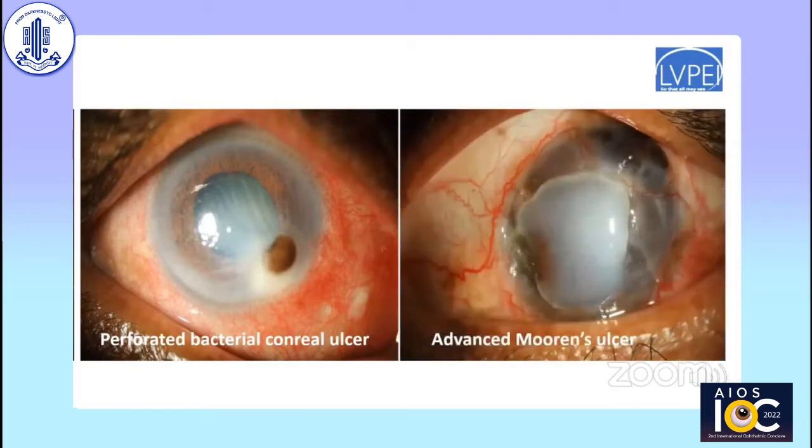On the other hand, we have a patient with a very advanced Mooren's ulcer, and you can see that almost the entire cornea is affected. There's only a small amount of residual stromal island remaining, and the peripheral area is extremely thin with staphylomatous formation.